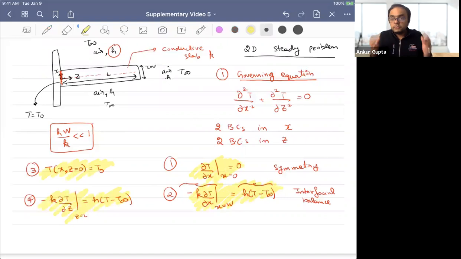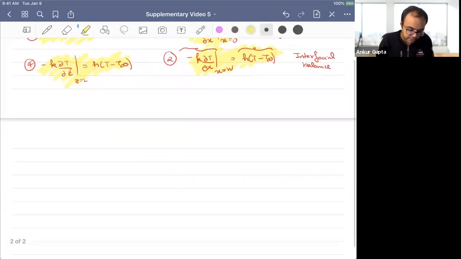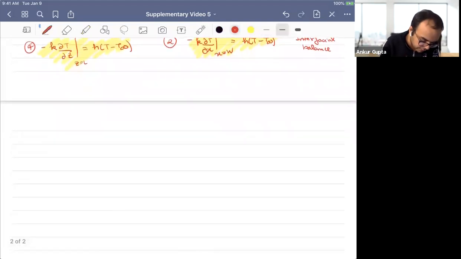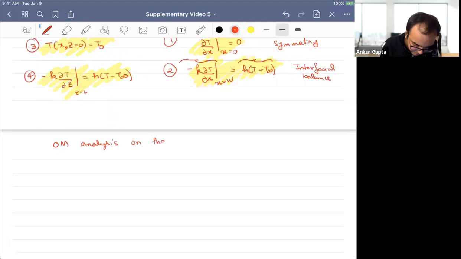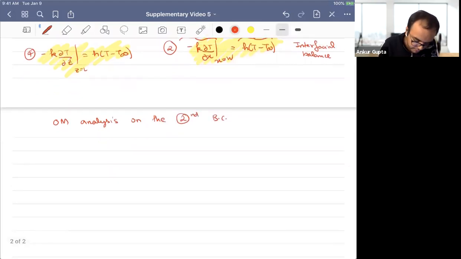Then we said, okay, now it's a 2D problem. We don't really know how to solve this problem. So what we did was we said we'll use something known as the order of magnitude analysis on the second boundary condition. I'm not going to elaborate much on this point. I'll just simply say that from this, and you can go back and check in the lecture, we said that T of x comma z can simply be approximated as T bar of z.